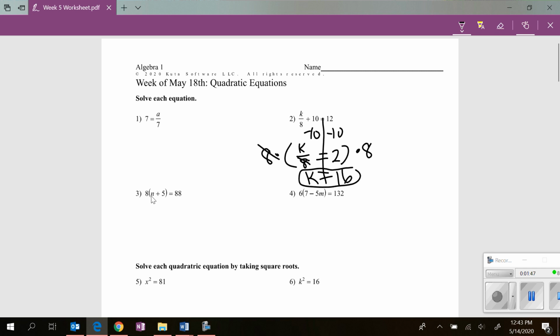For these other ones, number 3 and 4, notice we've got the parentheses, so you're going to have to make sure that you distribute that 6, distribute that 8, and when you distribute, you use multiplication, okay?